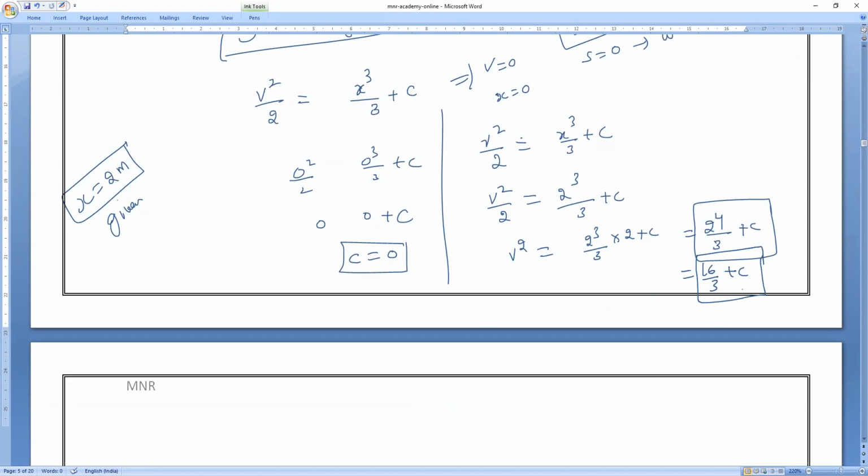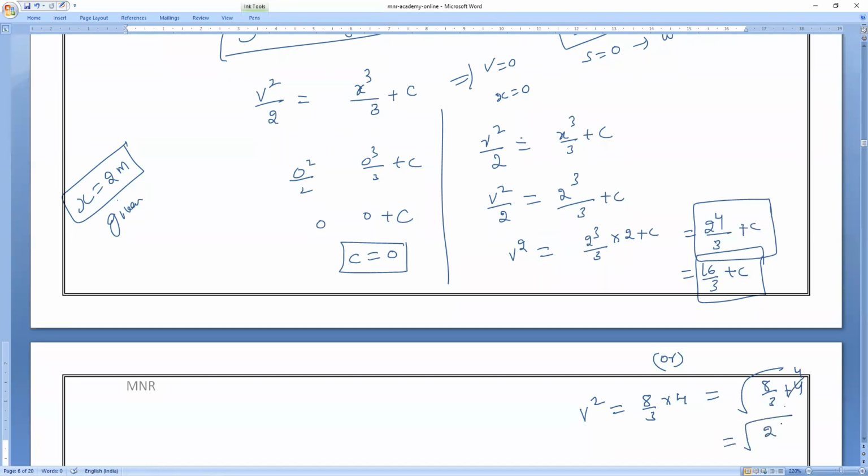16 by 3. So now I can write the root. So v square is equals to root of 8 by 3 into 4. So if I apply the root, what will happen? Root of 8 by 3 plus 4. So 4 ones are 4, 4 twos are 8. So that's all, which is equals to, what is the answer?